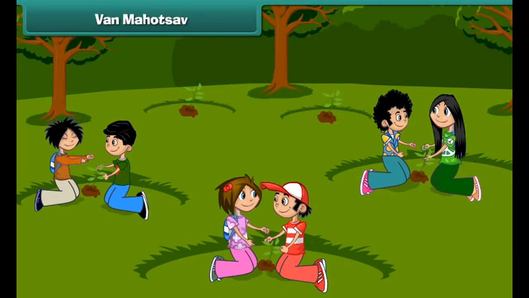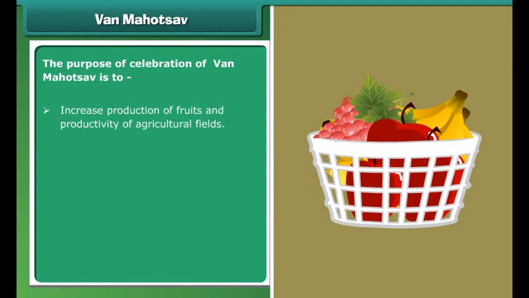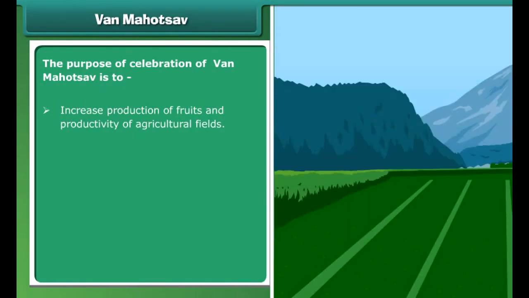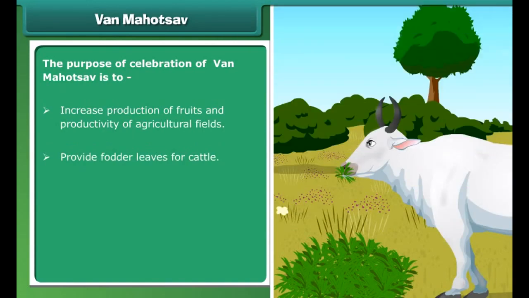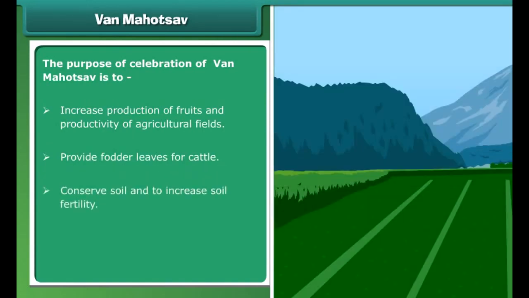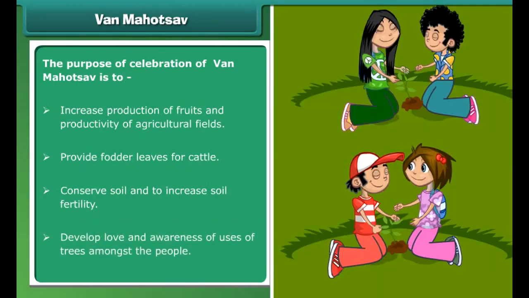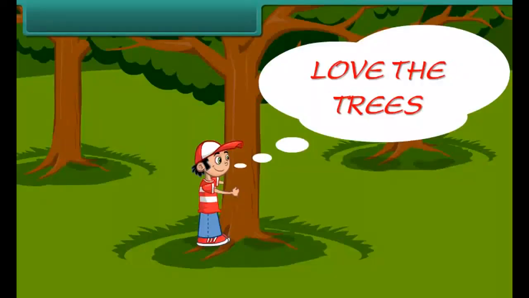Friends, now let's learn about Van Mahotsav. Van Mahotsav is a tree planting festival celebrated in the month of July every year. We celebrate Van Mahotsav to increase production of fruits and productivity of agricultural fields, provide fodder leaves for cattle, conserve soil, and increase the fertility of the soil, and to generate love and awareness of the uses of trees among the people.